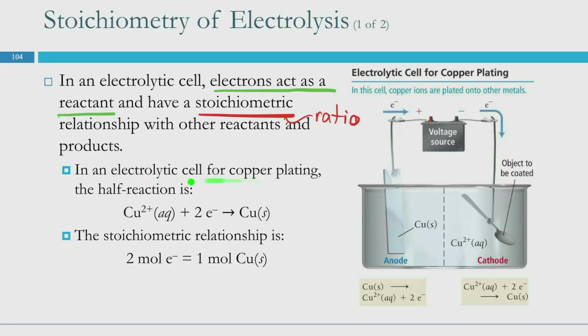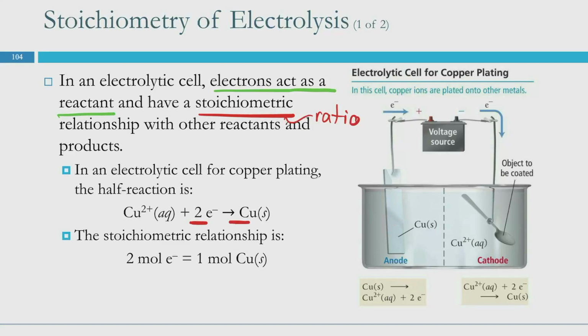So in an electrolytic cell for copper plating, the half reaction is that Cu2 plus, copper 2 ion, reacts with 2 electrons to form copper. So we need 2 moles of electrons for every 1 mole of copper that we would want to get out of solution.